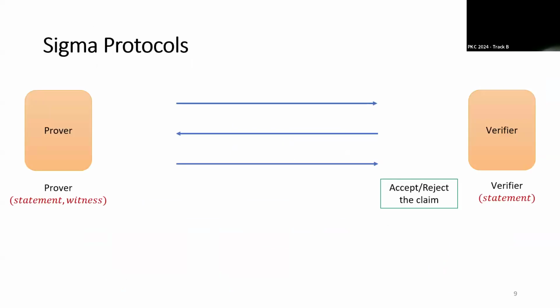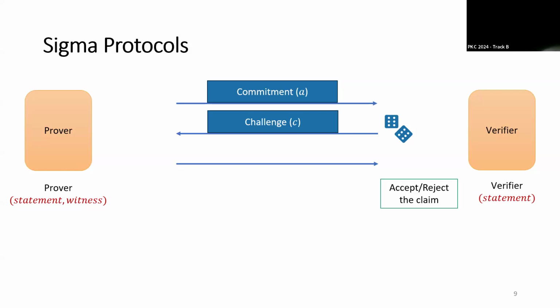Let's talk about Sigma protocols, which are a nice class of proof of knowledge protocols. These are 3-round public coin knowledge sound protocols. So these basically go like this. The prover sends a commitment to the randomness it is going to use in the protocol. The verifier samples the challenge, making it a public coin protocol, and sends it across to the prover. The prover then responds with another message.